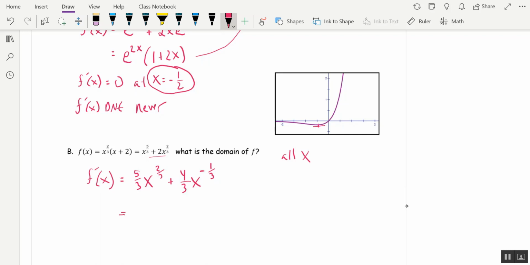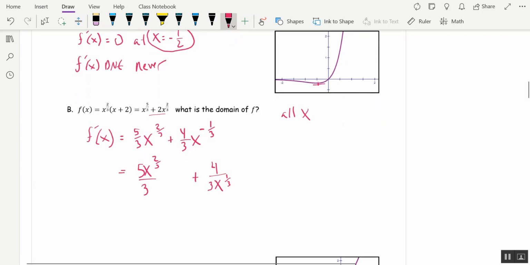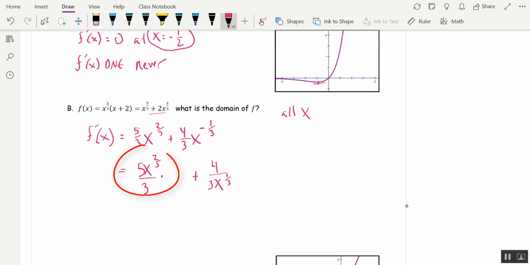So first, let me write each of these as a fraction. This is 5x to the 2/3 over 3. And then this one, leave a space, is 4 over 3x to the 1/3. So our common denominator is 3x to the 1/3. So I need to multiply this guy by x to the 1/3 over x to the 1/3. And so what I'm going to get, my common denominator is 3x to the 1/3.